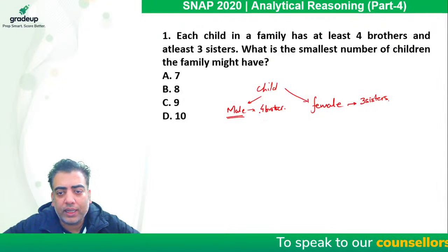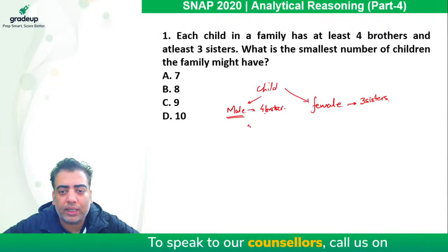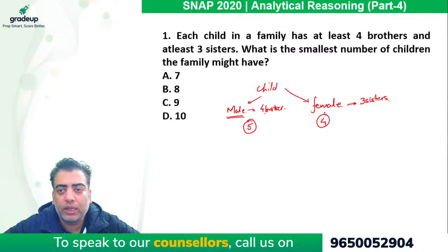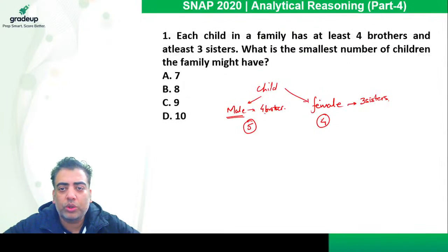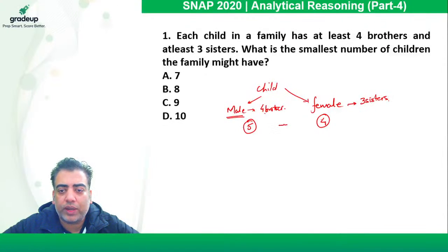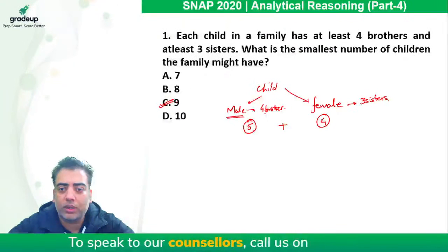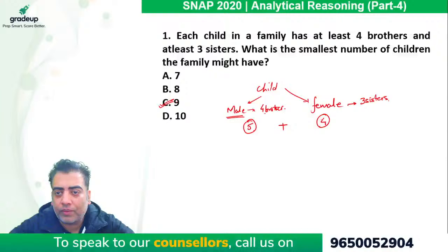So can I say in the family 4 plus 1, at least 5 males are required, and 3 plus 1, at least 4 females are required? Then the condition will always be taken care of. So the smallest number of children the family might have will be 5 plus 4, which is equivalent to 9. So the correct answer option comes out to be C. So guys, please check it out. I hope it is clear to each and every student.